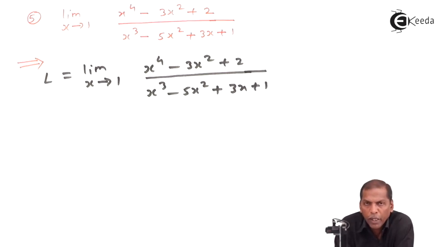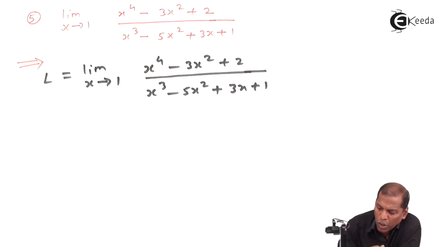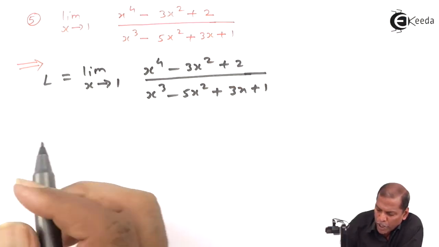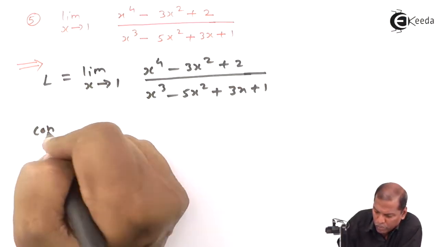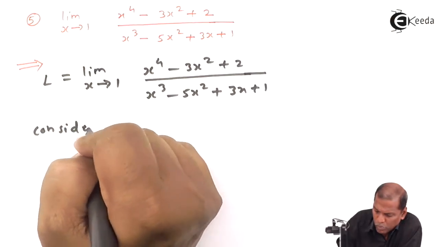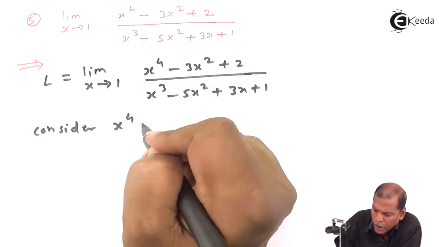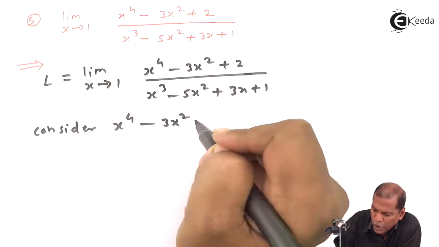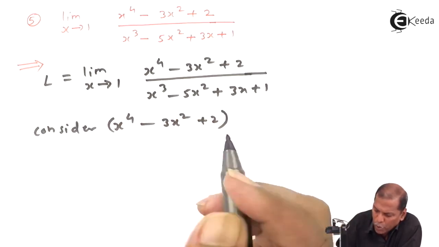Now here the numerator contains a fourth power term and the denominator contains a cubic expression, that is, third power. So both numerator and denominator can be factorized by using the synthetic division method. First of all, we consider the numerator. So consider x raised to 4 minus 3x square plus 2.